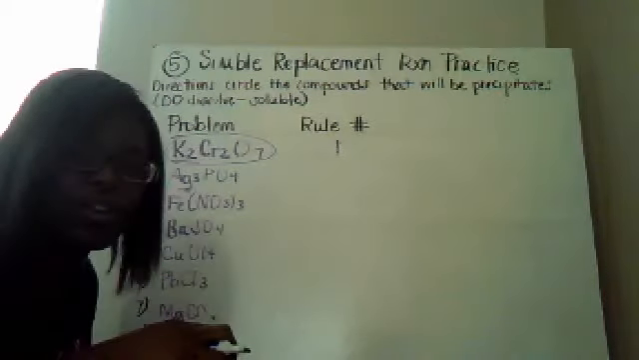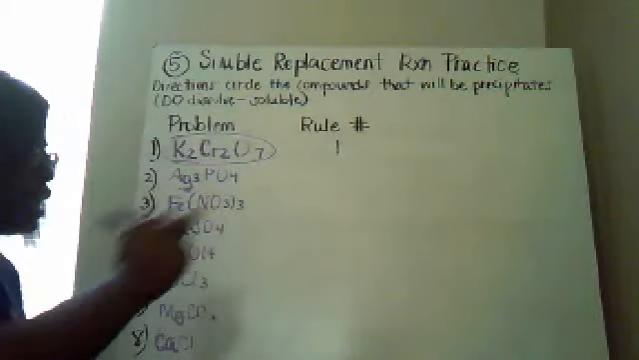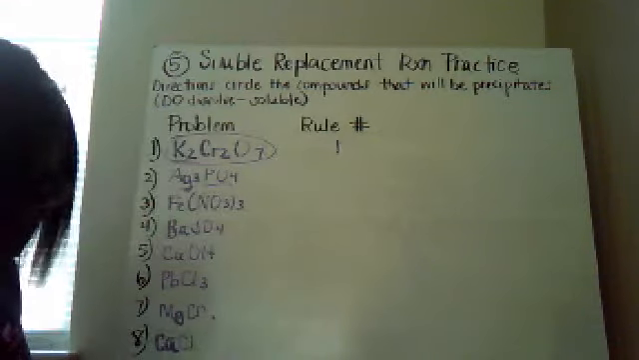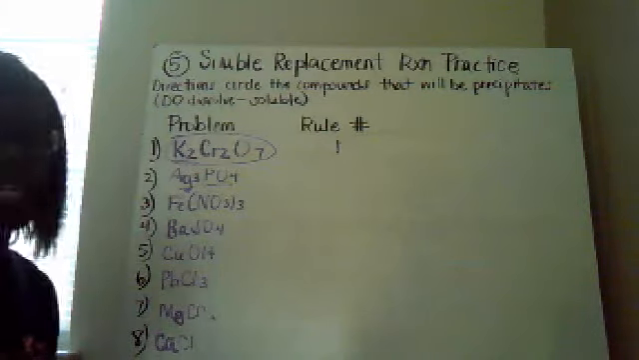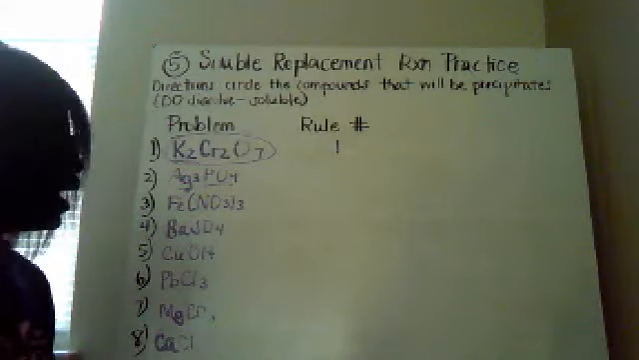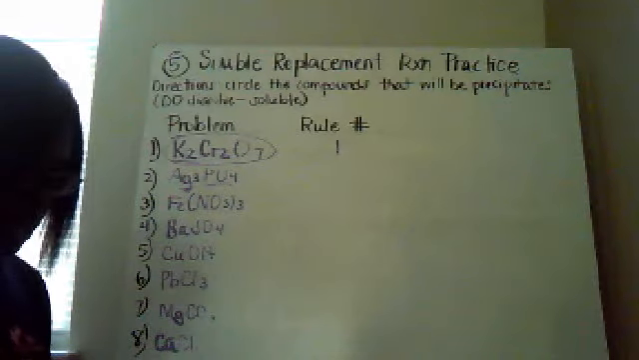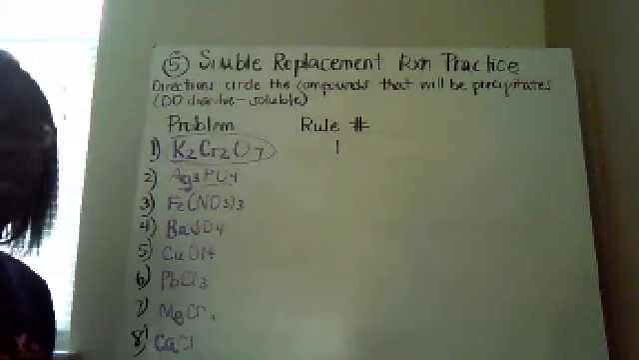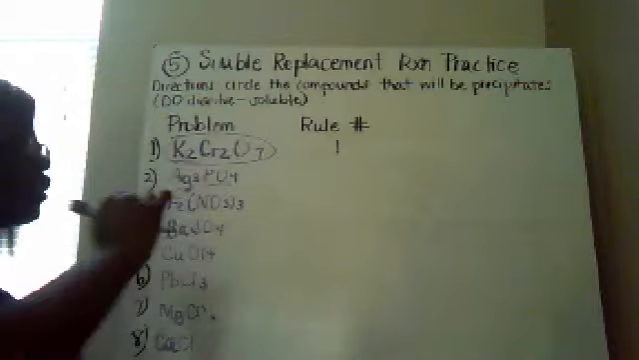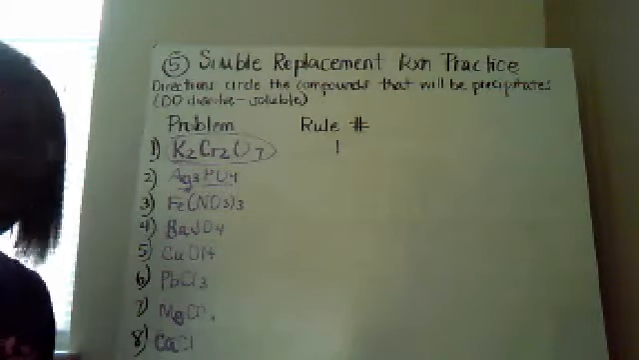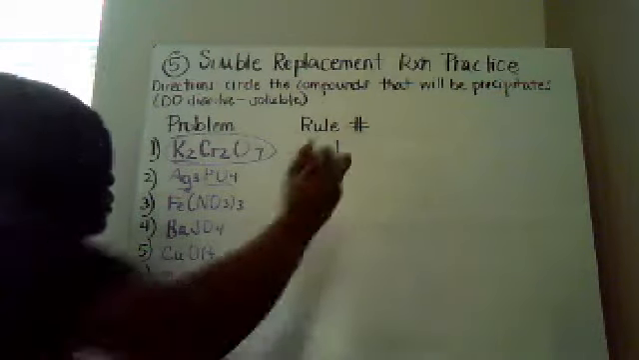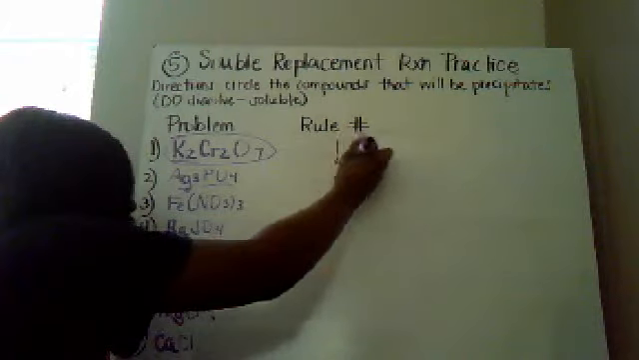Then you have silver phosphate. Phosphate was also one of your rules. Your phosphate is a part of the insolubility rules, and it's insoluble except when bonded with a group 1 and an ammonium. So this is silver, so that means that it's not a part of the exceptions. It's going to be insoluble. So this was rule 5.